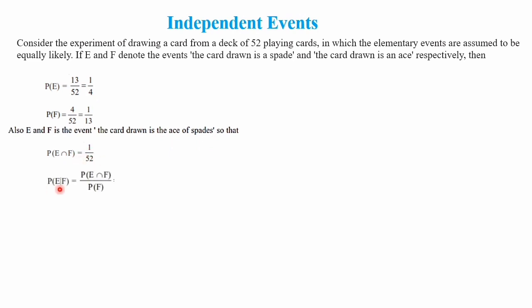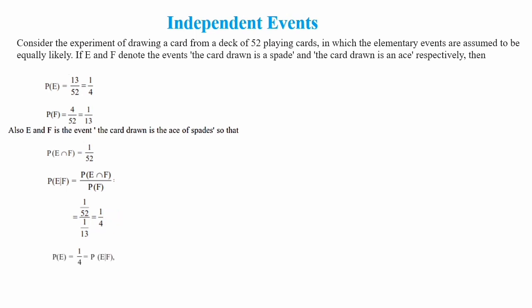Then let's calculate P of E given F. P of E given F is equal to P of E intersection F divided by P of F. That is the formula. Let's substitute: P of E intersection F is 1 by 52, divided by P of F, which is 1 by 13. The denominator goes to the numerator, so 13 by 52 will come. When we cancel, we get 1 by 4.